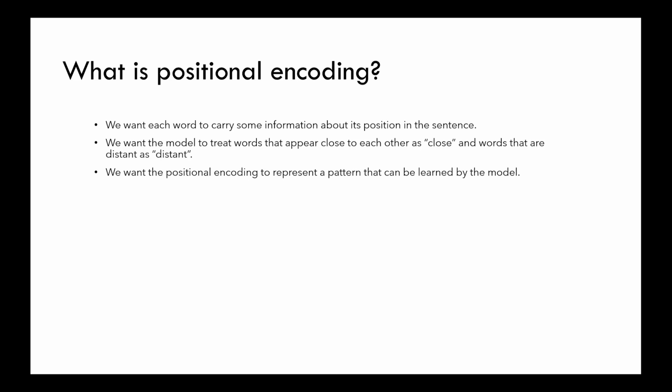For example, for us humans, when we see a sentence like "I love you", we know that this word is far from this word, at least compared to this one. The distance between this word and this one is 2, and between this one and this one is 1. But the neural network cannot know this, so we need to tell it about this.